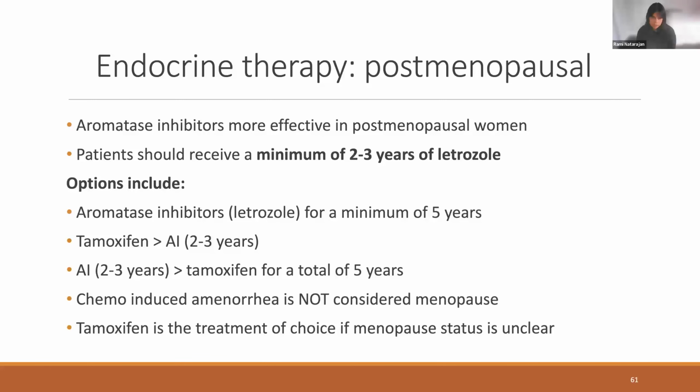The important thing is that they get an aromatase inhibitor for at least a few years, since that's been shown to improve outcomes. And as I mentioned before, chemo-induced amenorrhea is not considered menopause. So tamoxifen is really the treatment of choice in patients when the menopause status is unclear.